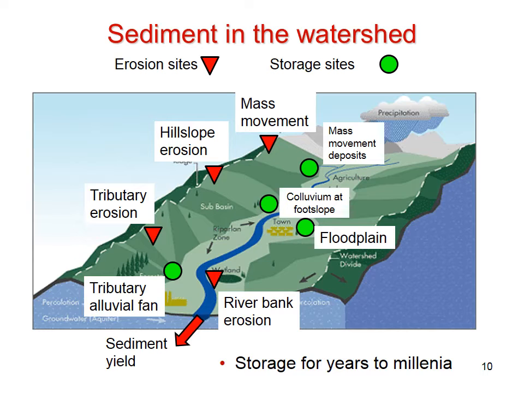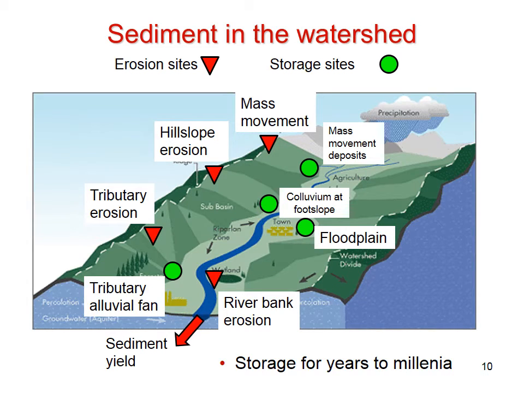Some of the sediment that comes off the hill slopes in the form of mass movement or hill slope erosion may collect at the base of the hill slopes and not get to the stream channel. So some of the sediment coming off as mass movement may end up as mass movement deposits down at the foot of the hillside. And some of the sediment eroded by water through hill slope erosion may be deposited as colluvium at the foot of the hill slope.